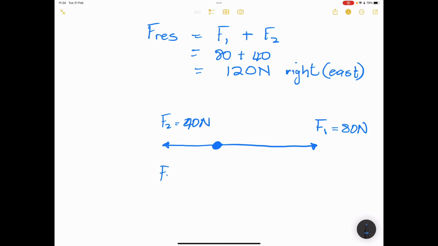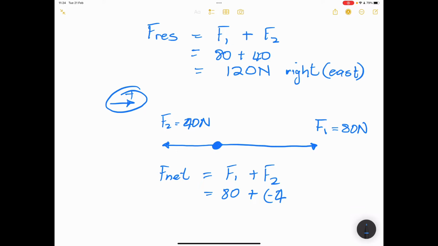So what do we do? In this case, we'll just simply say, well, our net force or our resultant force will be F1 again plus F2, but remember, we've chosen direction to the east as positive, right? You remember that, right? So in this case, when we add the vector sum of forces, we would simply say this is 80 newtons plus a negative 40 newtons. Negative 40 newtons. Why is that?